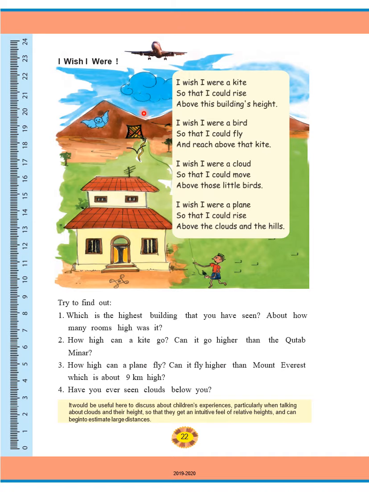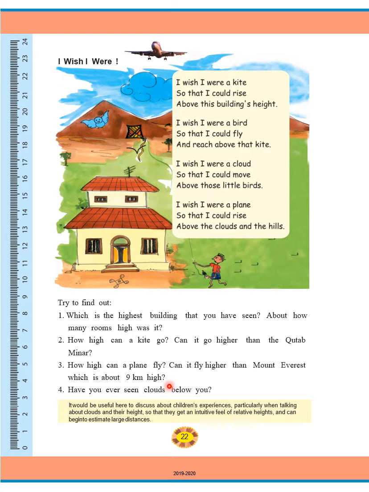Now, the first question is, which is the highest building that you have seen? I have seen Qutub Minar, which is around 72 meters high. And about how many rooms high was it? It was around 24 rooms high. Second question, how high can a kite go? A kite can go 20 to 30 meters high. Can it go higher than the Qutub Minar? No. Third question, how high can a plane fly?